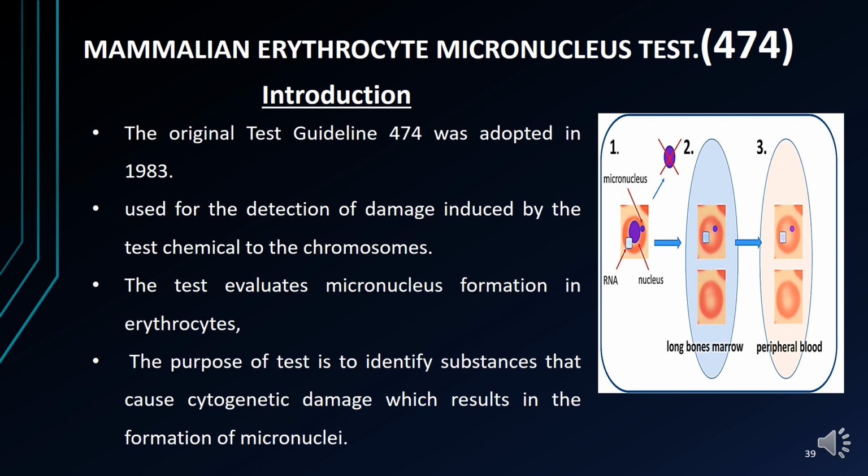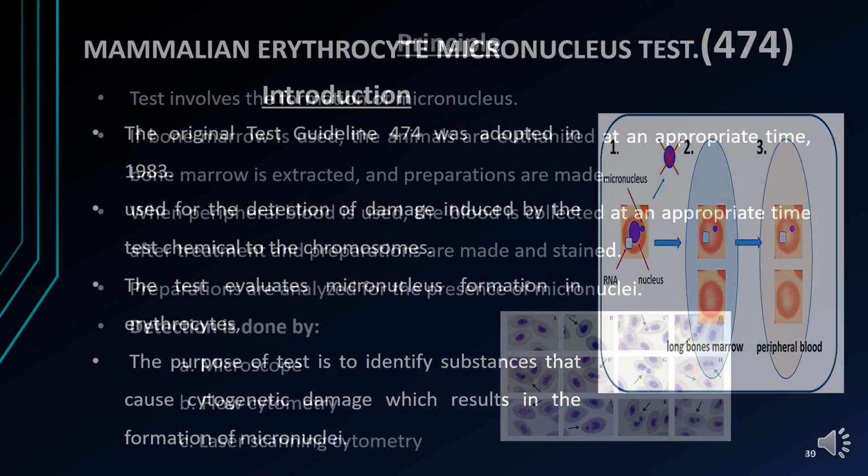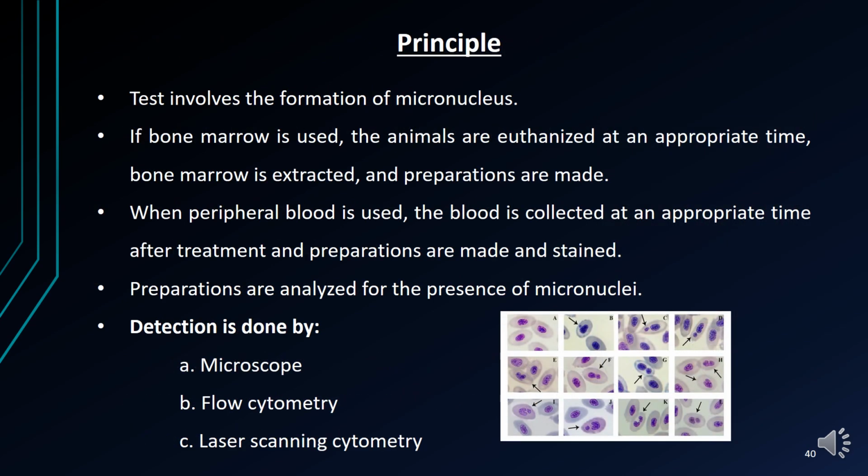So the purpose of the test is to identify whether the substance is causing cytogenetic damage which results in the formation of micronuclei. The principle behind this MNT test is that the test involves the formation of micronucleus. If we are selecting the bone marrow, then the animal is first euthanized, and then after the appropriate time, bone marrow is extracted and preparations are made.